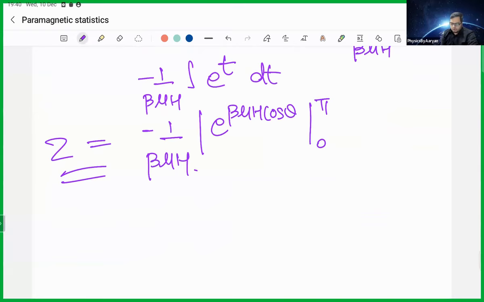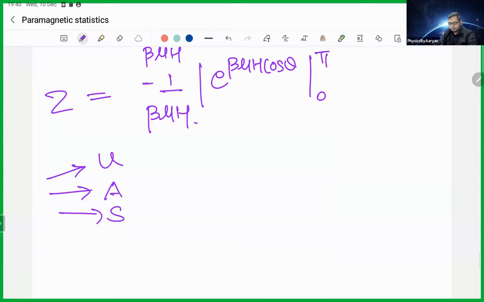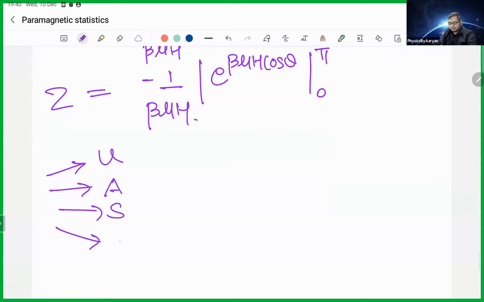Clear? Okay. Once you know the partition function, what are all the things that you can find? Tell me quickly. Average energy. What else can you find? A, the free energy. Once you have A, you can find entropy. Once you have entropy, what else can you find?